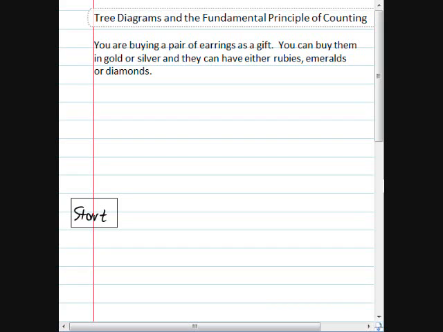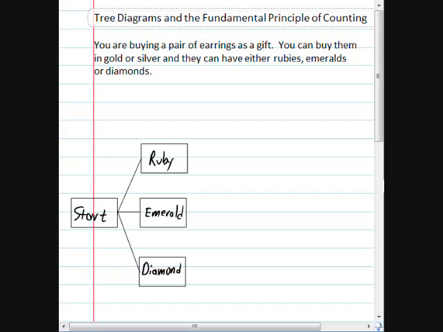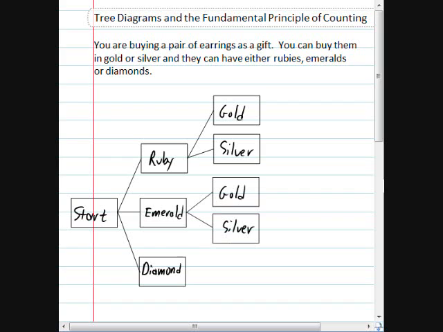So for each of these options, I would draw a line leading to another node where the node contains ruby, emerald, or diamond. The lines connecting the nodes are called branches. Now, from each of these nodes, for example, the ruby node, I could make the decision of either choosing gold or silver for the type of metal of the earrings. I could do the same for the emerald. And finally, I have the same options for the diamond. These final nodes are called terminal nodes.